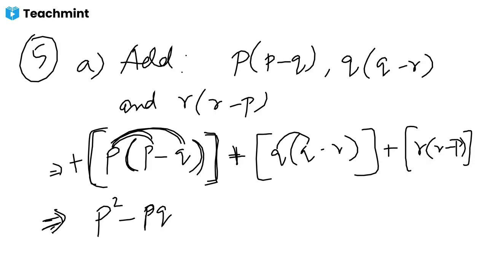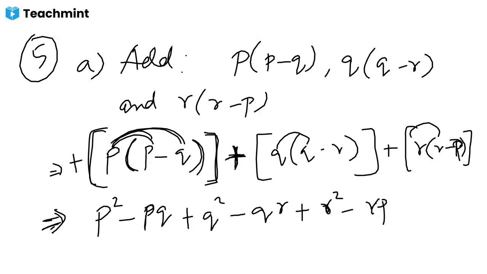So Q into Q, Q square, minus QR, and this also will be plus. बाहर plus है, so just write that plus. Now third term also, R into R, R square, minus R into P, RP. Okay. सर वो P है क्या? Yes, that is P. मुझे लगा वो that's it.